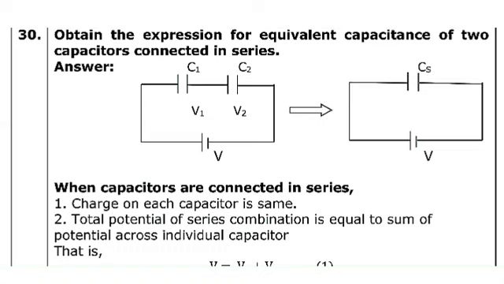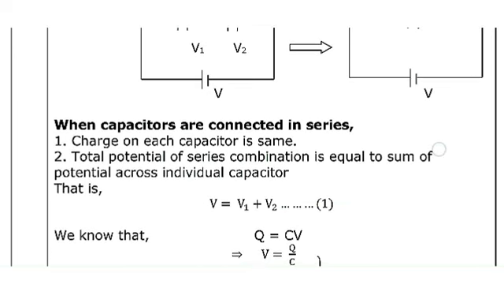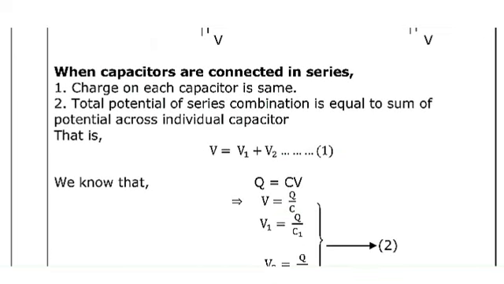Here, when the capacitors are connected in series, the charge on each capacitor is the same. The total potential of the series combination is equal to the sum of the potential across the individual capacitors, that is V is equal to V1 plus V2. Consider this as equation 1. Next we know that Q is equal to C into V. So I will rearrange this for V. So we get V is equal to Q by C.